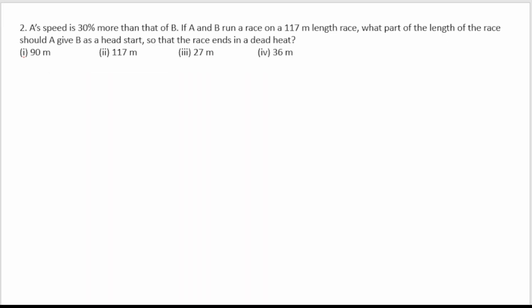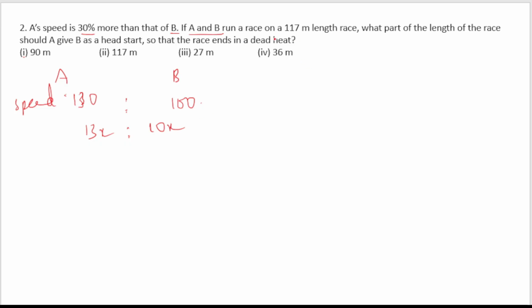Next one. A's speed is 30% more than that of B. This is A's speed and this is B's. See, A's speed is 30% more than that of B. So we will imagine B's speed as 100. So A's speed will be what? 100 plus 30, it is 130. Right? And now we will take the ratio of their speeds. It is 13:10. We don't know the actual speed, so we will assume 13x and 10x.